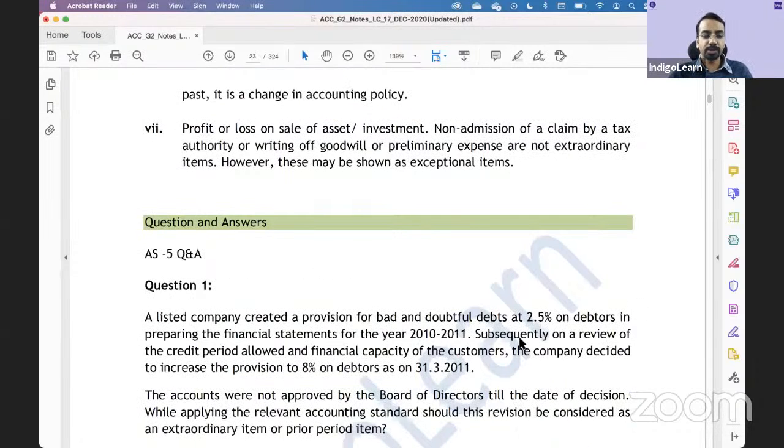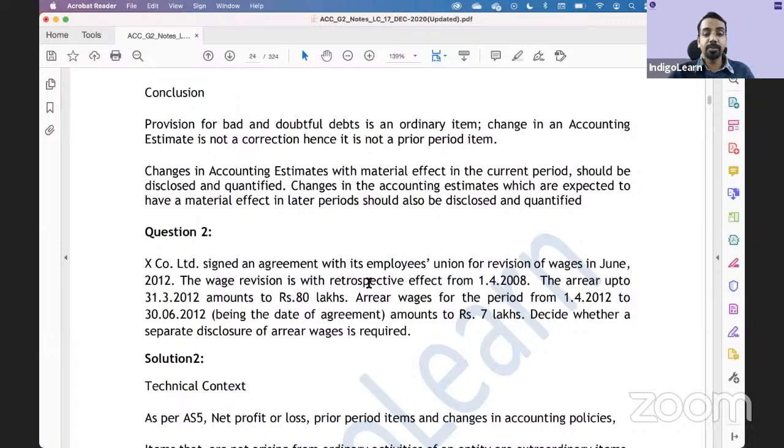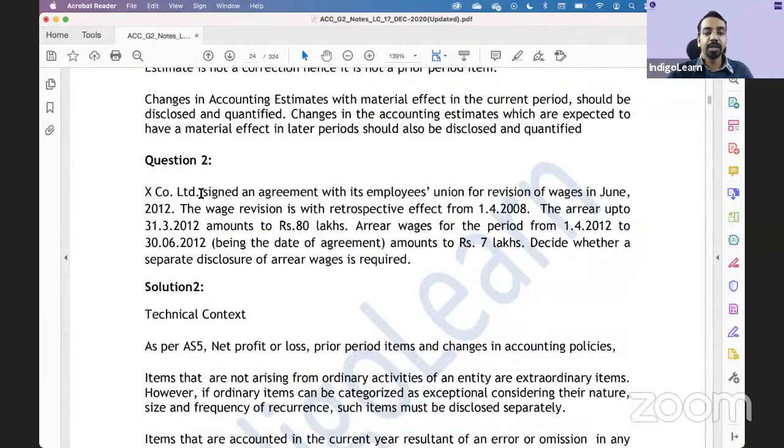So based on the request from one of you, let me just take a couple of questions. Here there is one question. X Company Limited signed an agreement with its employees union for revision of wages in June of year 12. The wage revision is with retrospective effect from 2008. Revision was signed in year 12 and it has a retrospective effect. Arrear up to 31st March of year 12 amounts to 80 lakhs.